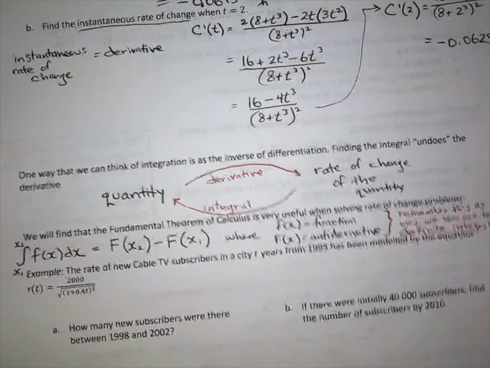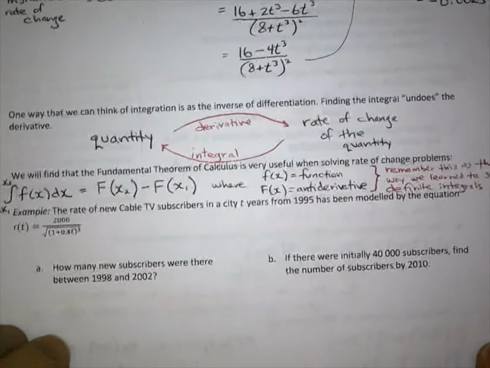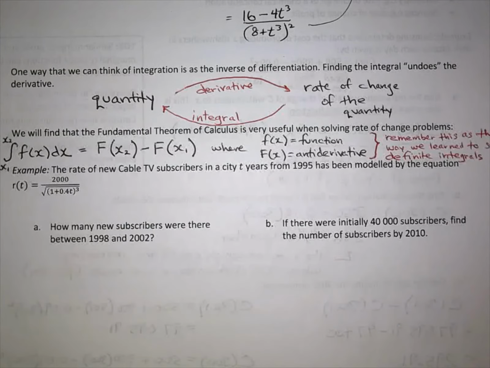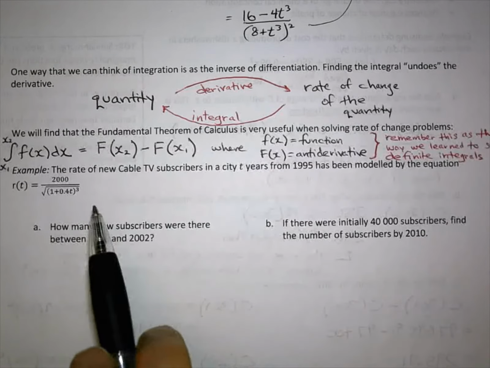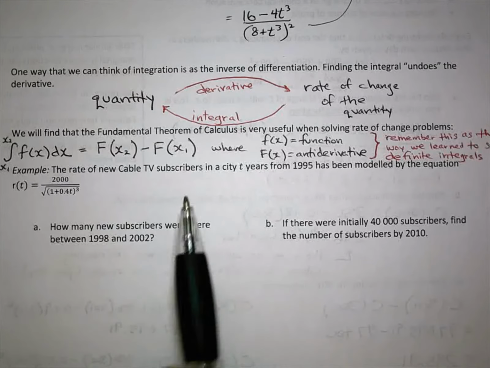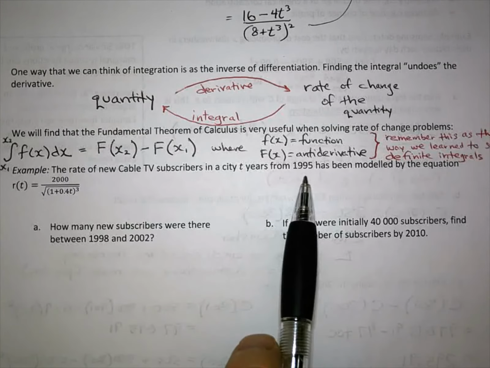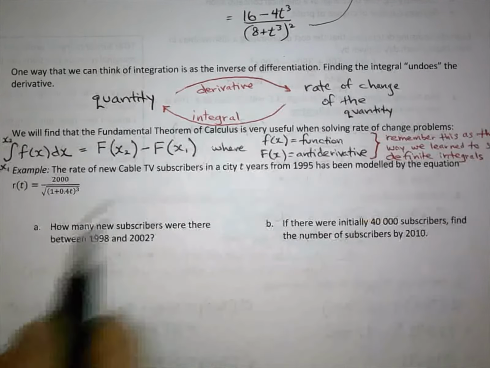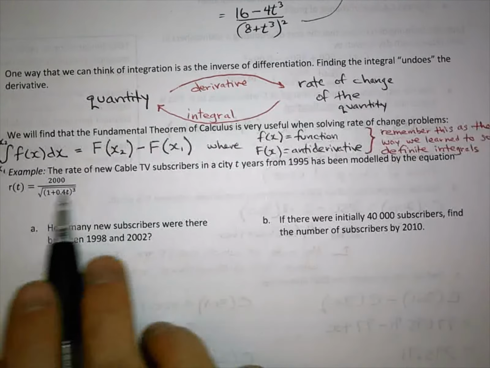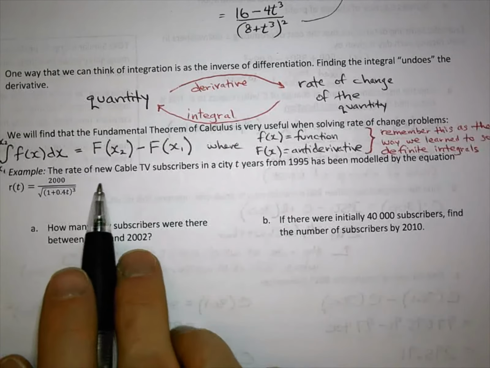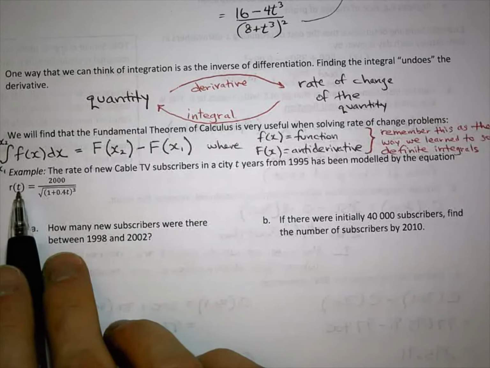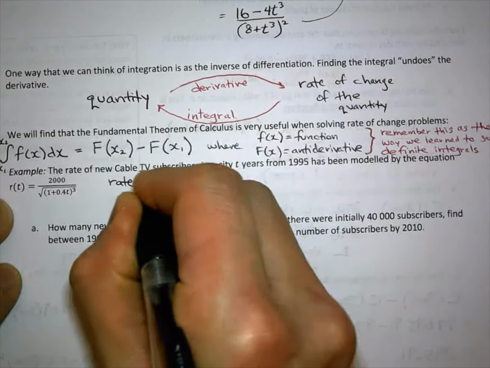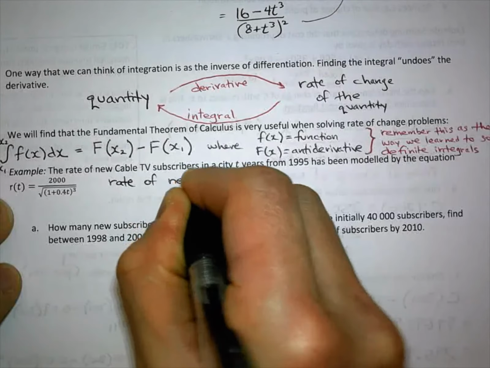So when we talk about rates of change, not only can we have derivative rates of change questions, but we can also have integration rates of change questions. For example, the rate of new cable TV subscribers in a city t years from 1995 has been modeled by this equation. So we're not talking about the number of new subscribers, we're talking about the rate of new subscribers.